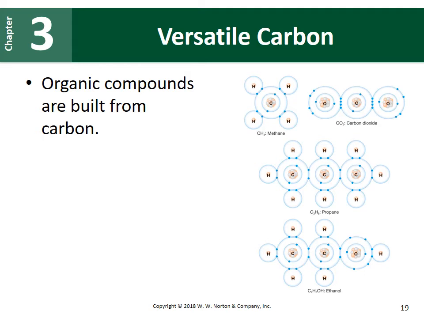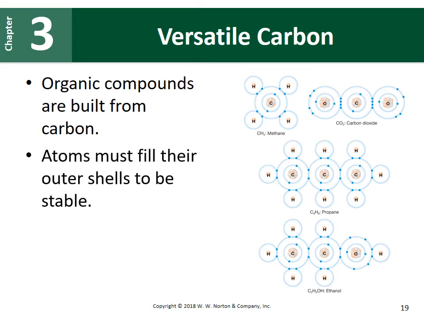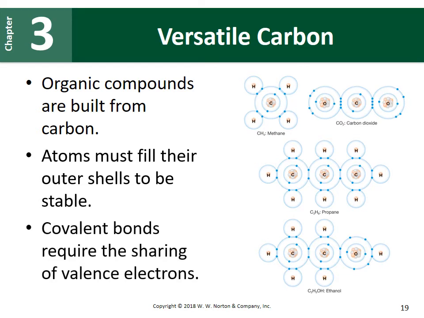So organic compounds are built off of carbon, and carbon again can make up to 4 bonds. So it can bond up to 4 hydrogens, or it can bond with oxygen or other carbon atoms. Atoms must fill up their outer shell to be stable, so carbon really wants to create those 4 bonds and share its 4 electrons so it can get a total of 8 electrons in that second shell. And this happens by covalent bonding, so they're going to share their 4 valence electrons with other atoms that will share their electrons, and you'll get up to 4 total electrons.